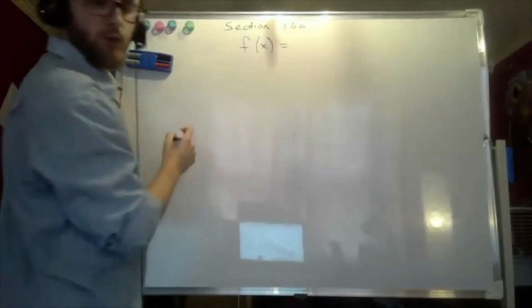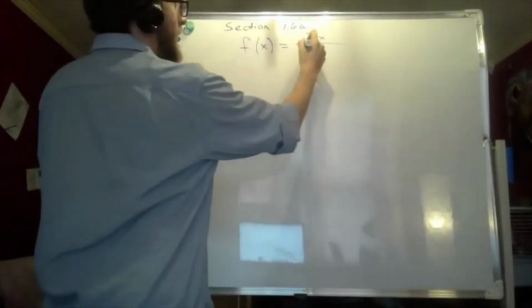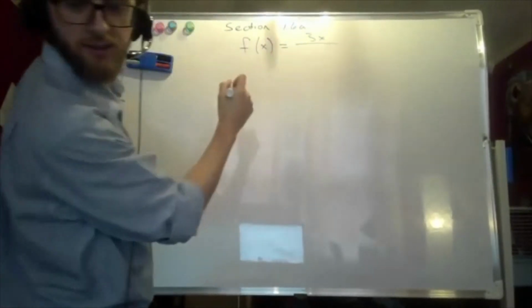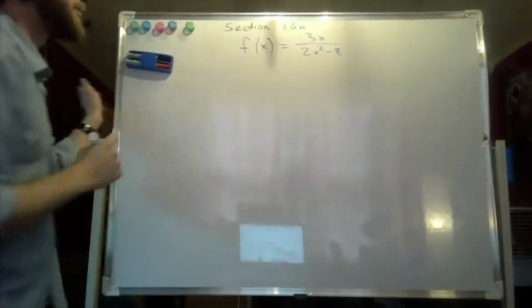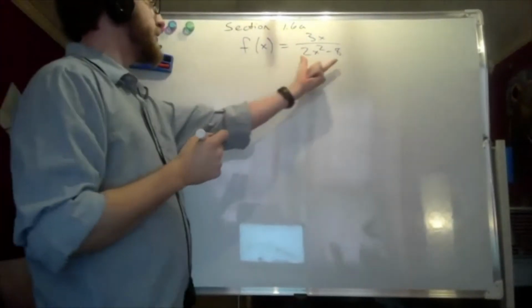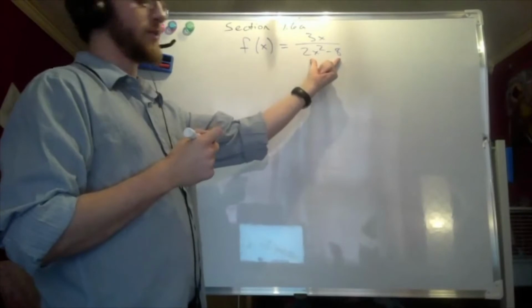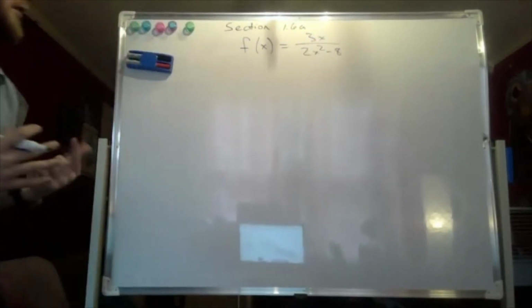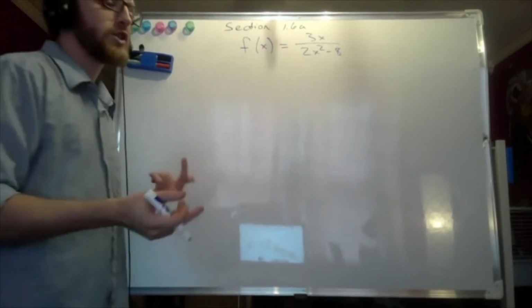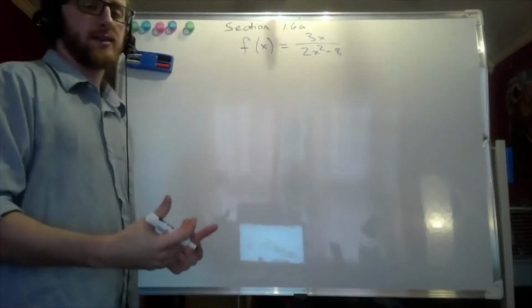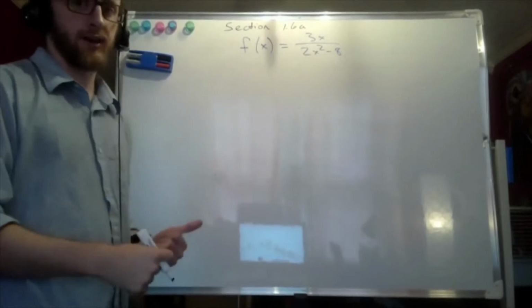F of x is equal to 3x divided by, I want to make sure I copy this correctly. Yeah. 2x squared minus 8. Now, here we have an expression with x divided by another expression of x, two different expressions. Now, the whole concern here is when we start talking about what is the domain, well, the question really is, what values of x can we plug in? Or what values of x can we not plug in?